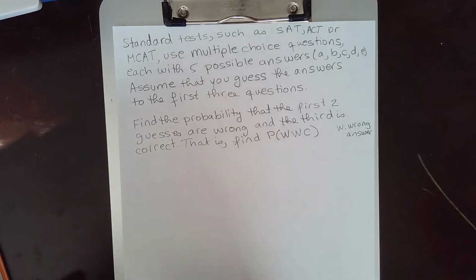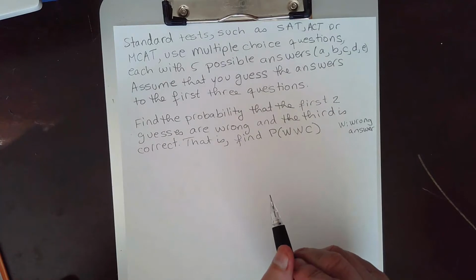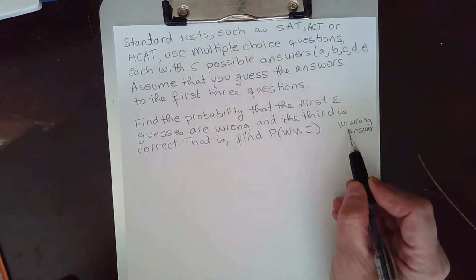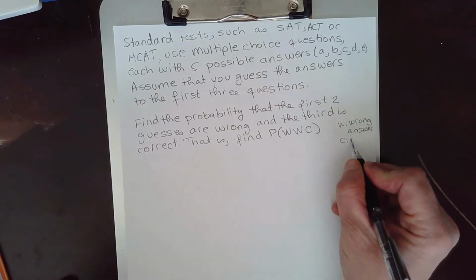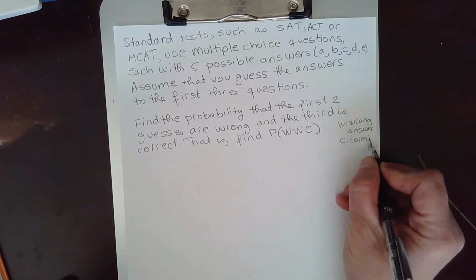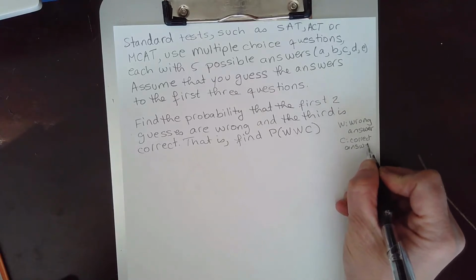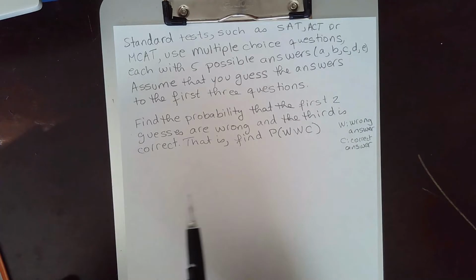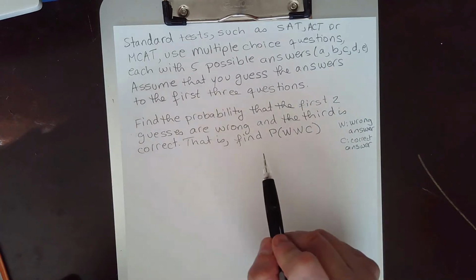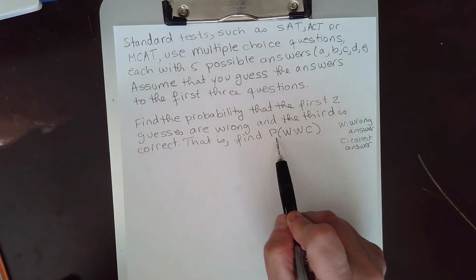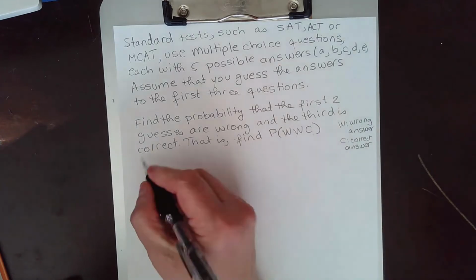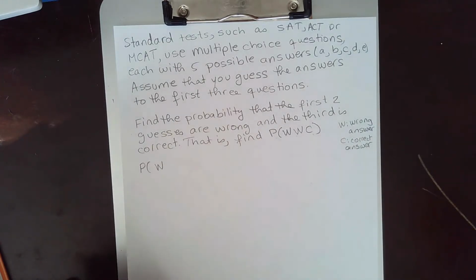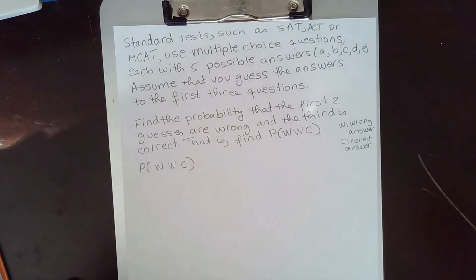So let's see. The first 2 are wrong. If we let W be the wrong answer and C be the correct answer, then the probability that the first 2 are wrong and the third is correct would be P(WWC), right? So the first is wrong, the second is wrong, and the third is correct.